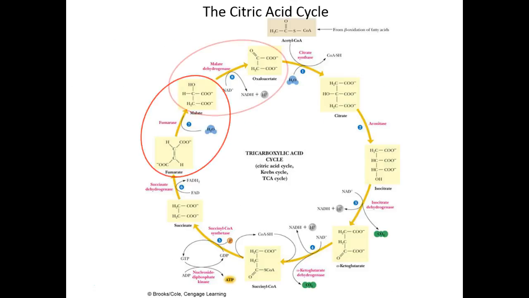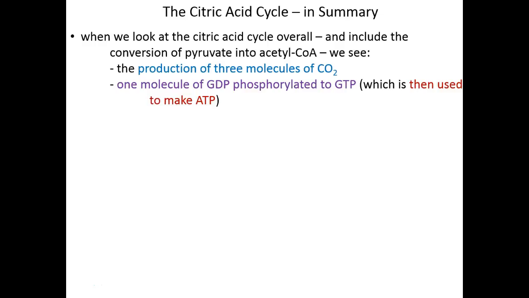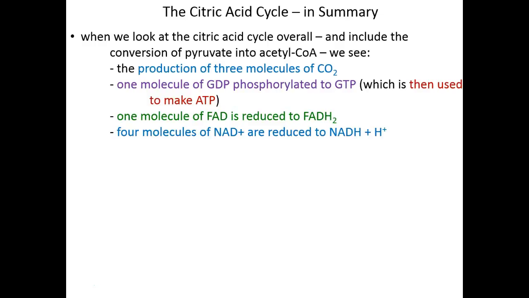The citric acid cycle is nothing but an electron harvesting series of reactions, and we've come back to the beginning so that we can harvest electrons from another round of acetyl-CoA. To summarize the citric acid cycle energetically, if we look at the citric acid cycle overall, we see that if we include consideration of the PDC, we've released 3 molecules of carbon dioxide through decarboxylation reactions. We've made 1 molecule of ATP through the action of nucleoside diphosphate kinase. 1 molecule of FAD was reduced to FADH2, and 4 molecules of NAD were reduced to NADH plus H. That's a total of 10 electrons that we have ripped off of what was once glucose.